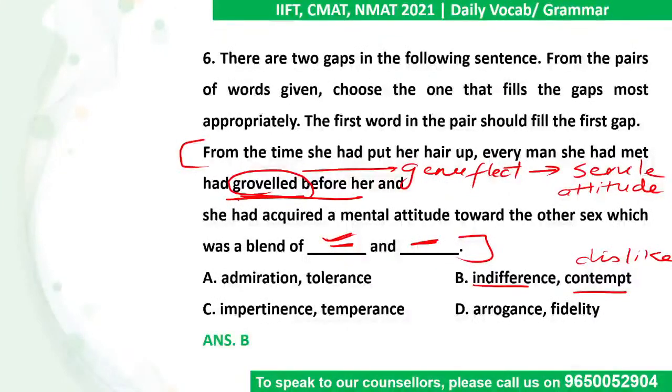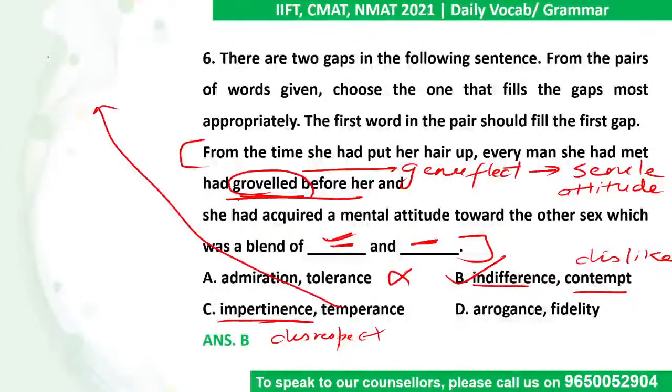Indifference means not caring for, contempt means dislike. B is the answer. And that is why A is not the answer. We need two negative words, right? C, impertinence is to temperance. Impertinence means disrespect, and temperance means self-control or self-restraint.